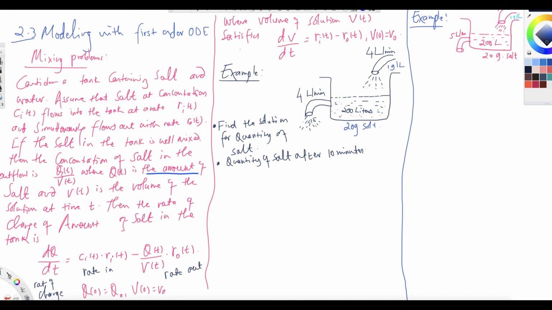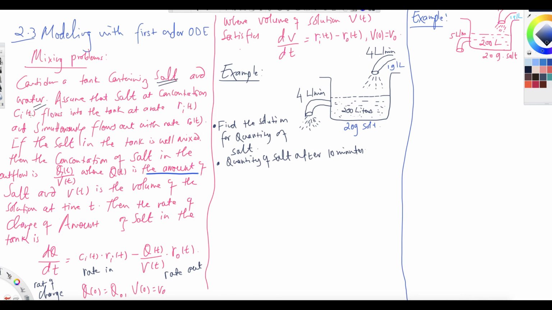Let us first write down the formula. Consider a tank containing salt as the solute, and water as the solvent. Assume that the salt at concentration C_in(t) flows into the tank at the rate of R_in(t). So the rate is R_in(t).